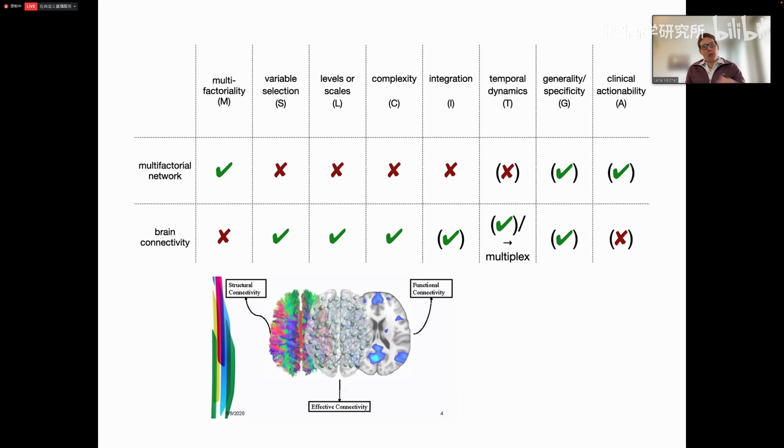Okay, so connectivity models are kind of cool because we have these specific answers to levels, variables, and complexity, as well as partially to integration. But they are not multifactorial in the way we want. Even if we combine all three kinds of connectivity, we leave out other kinds of factors such as symptoms, behavior, genes, environment, and so on and so forth.